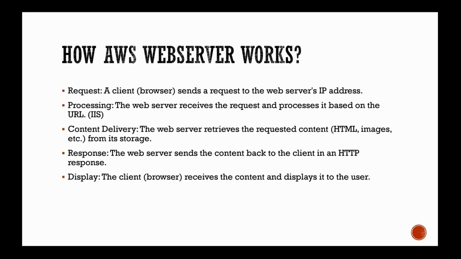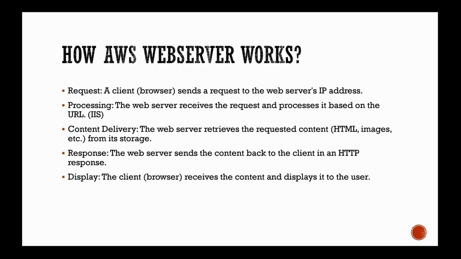The browser translates this domain name into an IP address using DNS, the domain name system. For AWS hosted websites, the IP points to an EC2 instance, an Elastic Load Balancer, or CloudFront. Today we are going to use the EC2 instance. Once the IP is known, the browser sends an HTTP request. The request may include a method, like GET or POST, and a URL path, like index.html. The second step is processing.